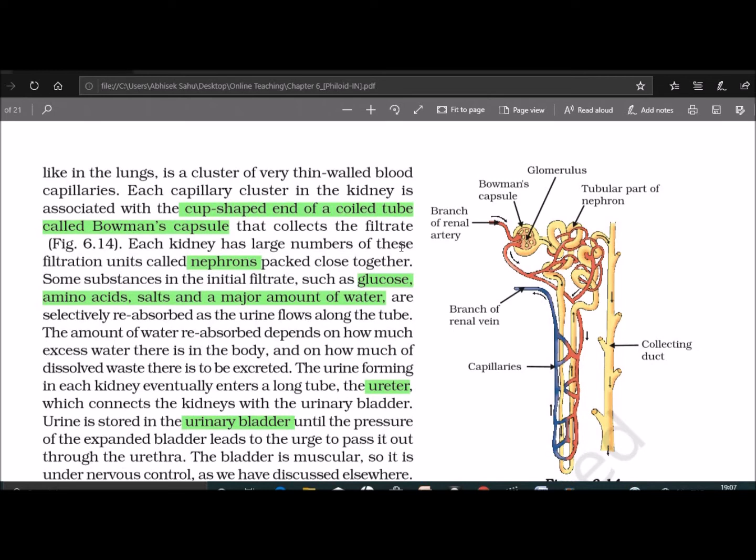It begins with a double-walled cup-like structure called the Bowman capsule. This cup-like structure, known as your Bowman capsule, encloses the glomerulus. The glomerulus along with the Bowman capsule is called the Malpighian body or the renal corpuscle. The renal tubule continues further to form a highly coiled network, the proximal convoluted tubule. The next part of the tubule, which has an ascending and a descending limb, is called your loop of Henle. And then the loop of Henle further passes into a straight tube called your collecting duct.